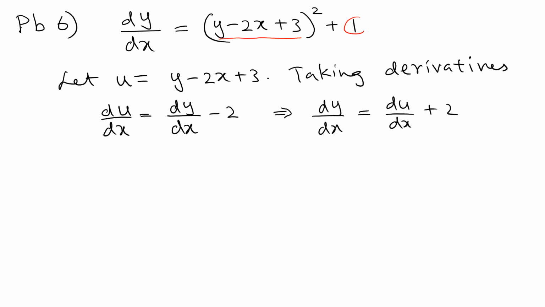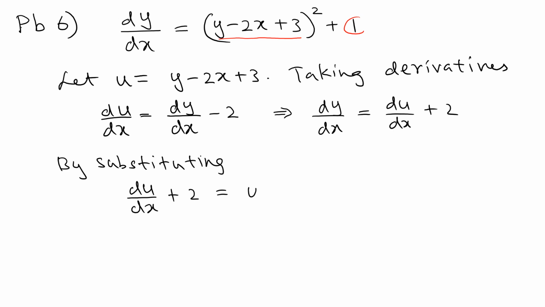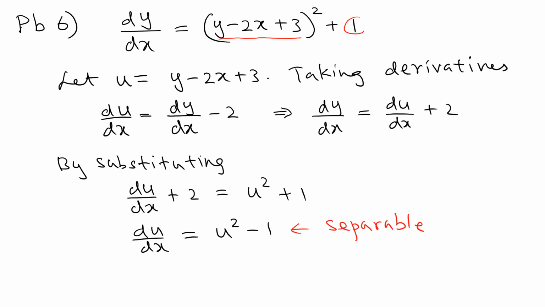Now we can substitute all of these into the equation. So the left side becomes du/dx + 2. The right side becomes u squared plus 1, because u = y - 2x + 3. Now if you subtract 2 from both sides, you can write this as du/dx = u squared minus 1, and you can see this is separable, so you can divide and integrate.